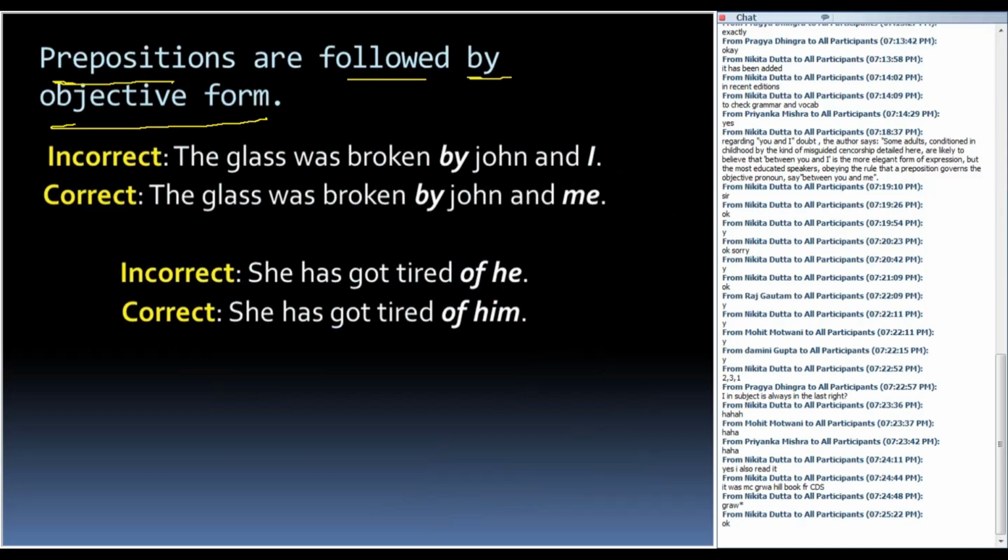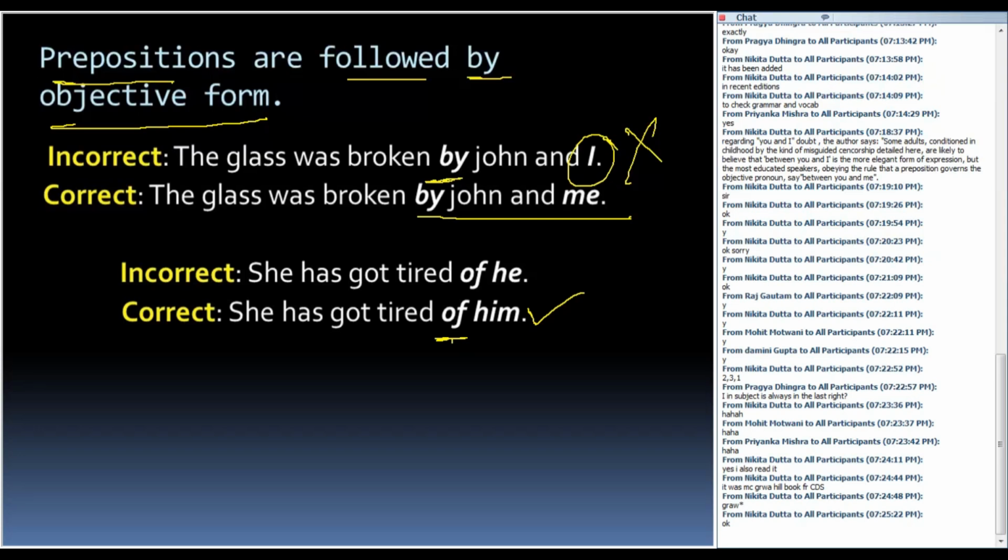So the glass was broken by whom? By John and I is wrong. It should be by John and me. Similarly, she has got tired of. Of is the preposition. So I'll have to use the objective case. I'll have to say she has got tired of him. I cannot say she has got tired of he. So after the preposition, you require objective form.